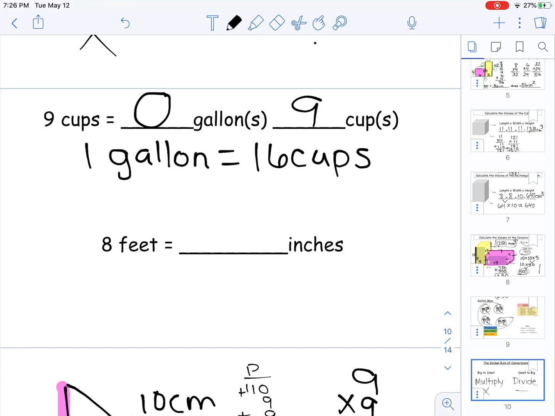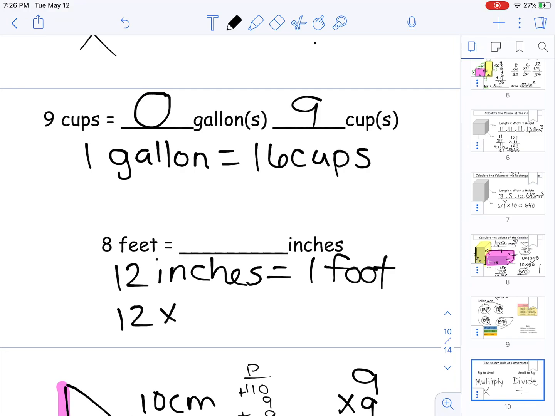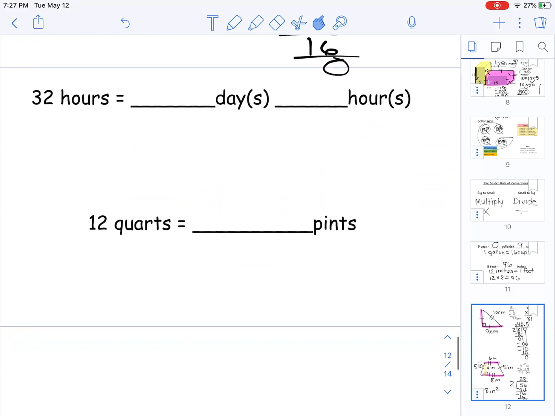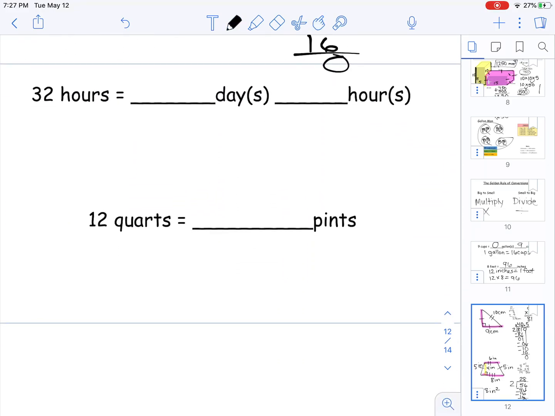Okay? All right, 8 feet to inches. My conversion, I know that there are 12 inches equals 1 foot. I ask myself, big to small, small to big. Feet to inches. Feet are bigger than inches, so big to small means multiply. So I'm going to multiply 12 times 8. And that's going to give me 96. So I know 8 feet is equivalent to 96 inches. Bypass my shapes here. Sorry about that, gentlemen.